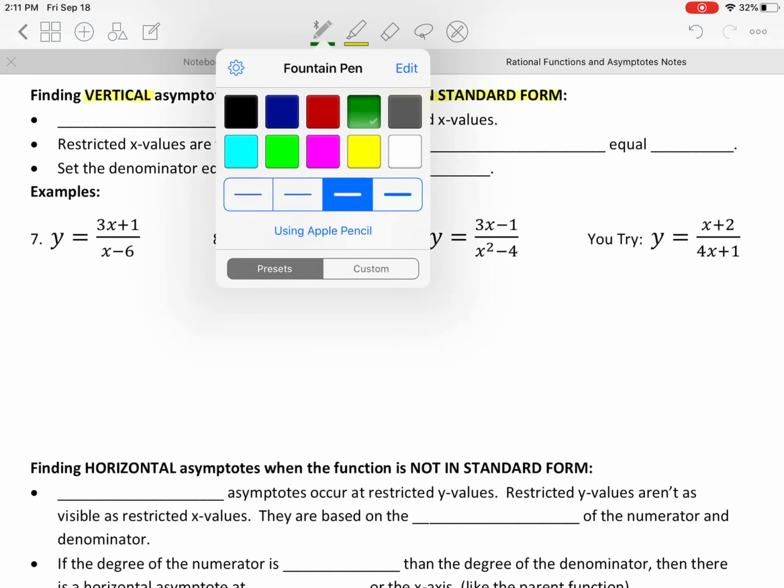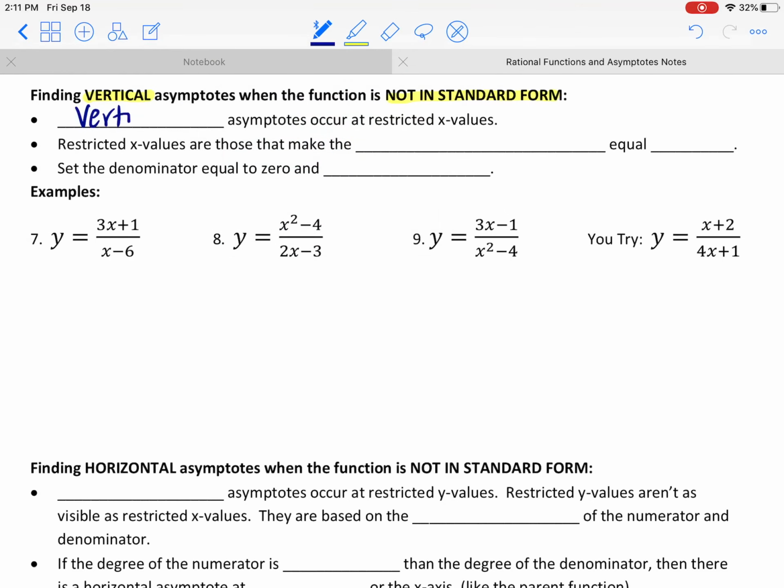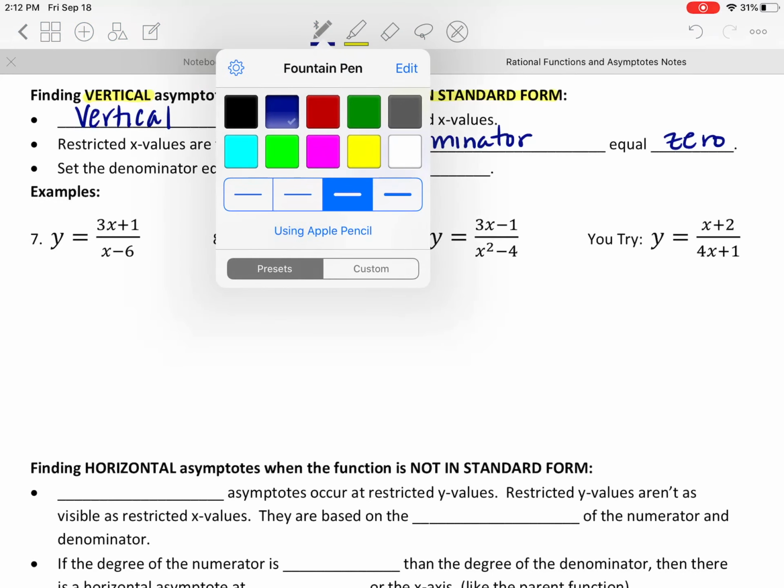Remember in the beginning we said vertical asymptotes happen because of restricted x values. And the restricted x values are the ones that were making our denominator equal 0. That was no good. So those vertical asymptotes were caused by those x values that made the denominator equal 0. So all we need to do is figure out what x values make our denominator equal to 0. So we're going to set our denominator equal to 0, make a little equation out of that, and solve it to figure out where those restrictions are.